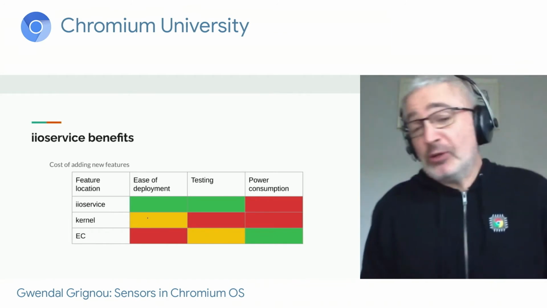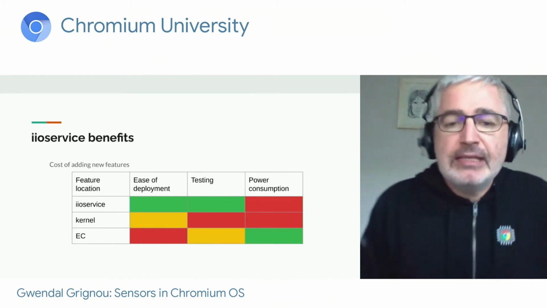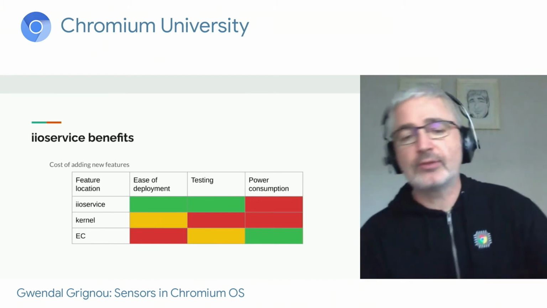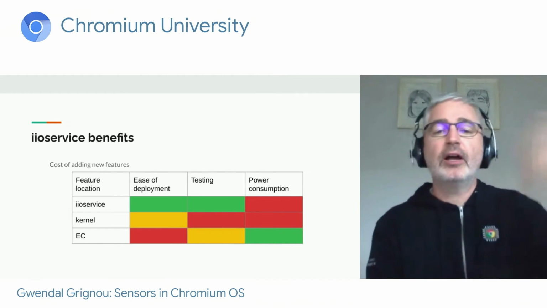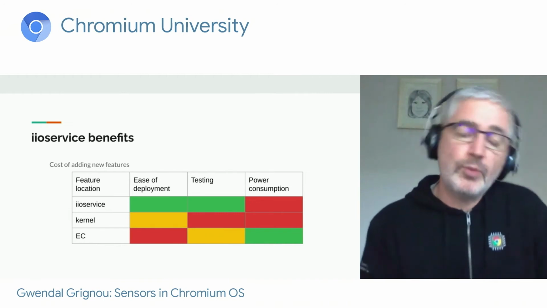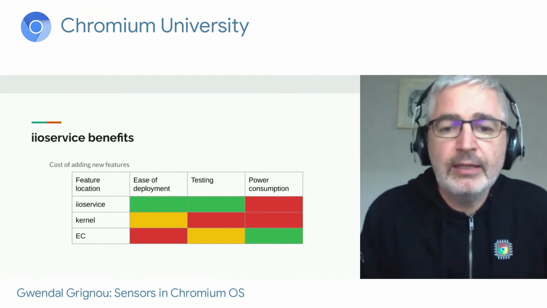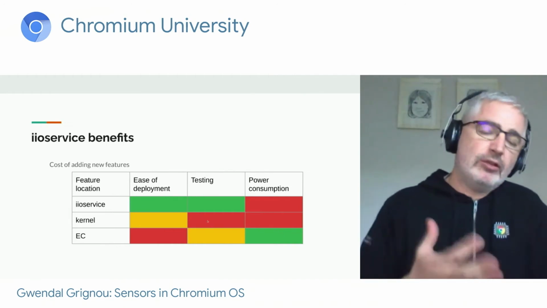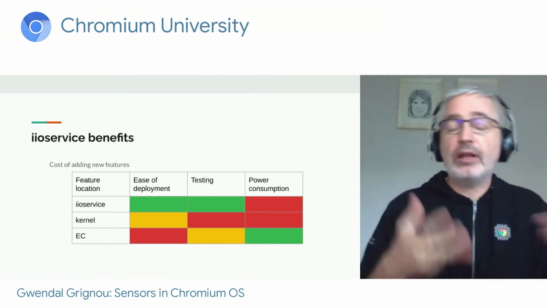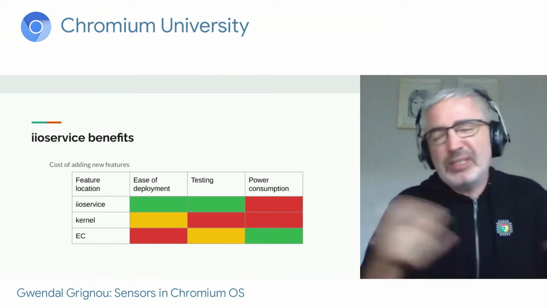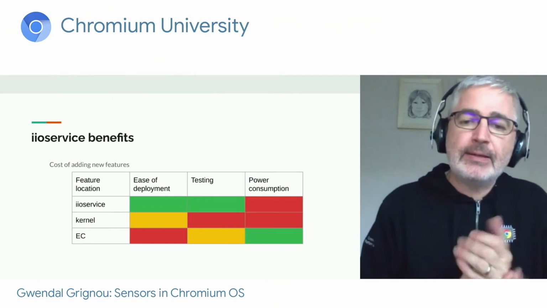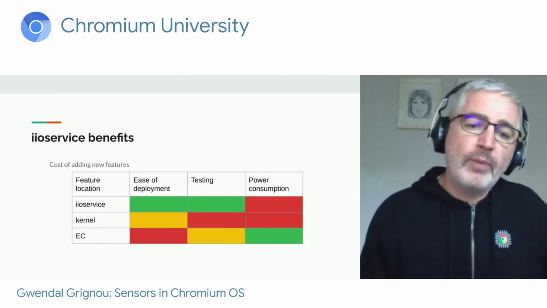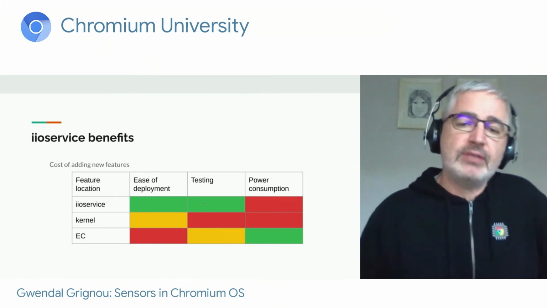The kernel is slightly easier, but still we have to backport. We have to upstream first, that's the Chrome OS policy, and then backport to all the kernels we support. So that's extra work here. The main problem with the kernel is the testing. It's a little bit difficult to test a new feature, like for example the filter. It's possible, but it's a little bit more difficult to mock compared to the EC or IO service.